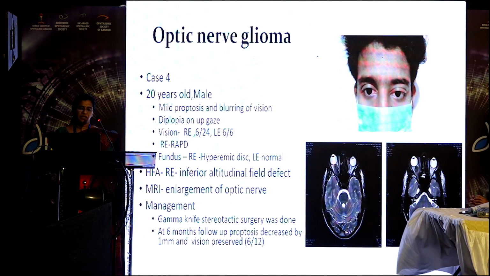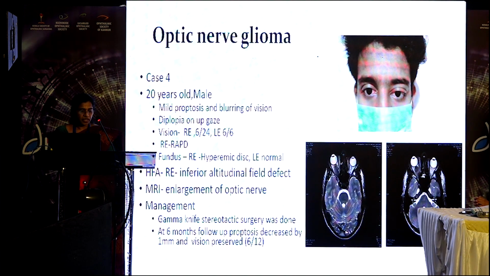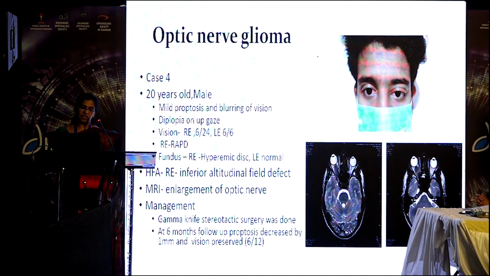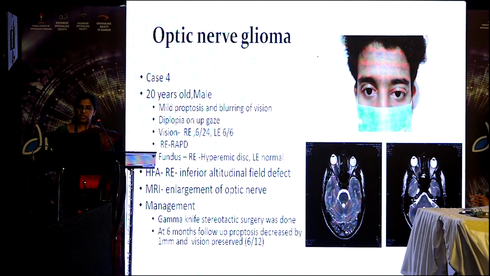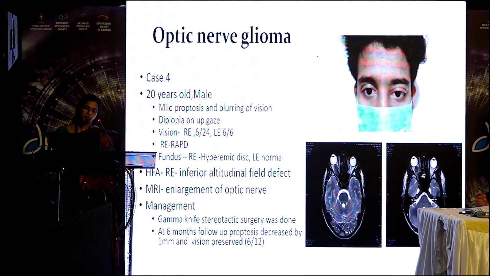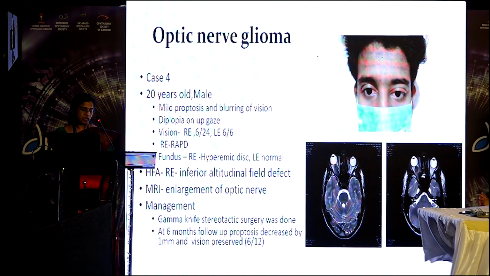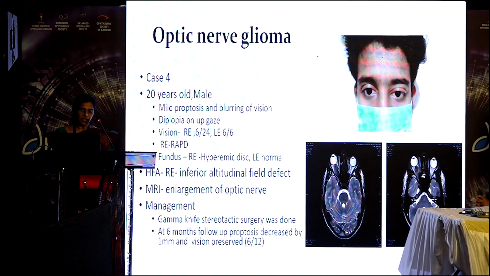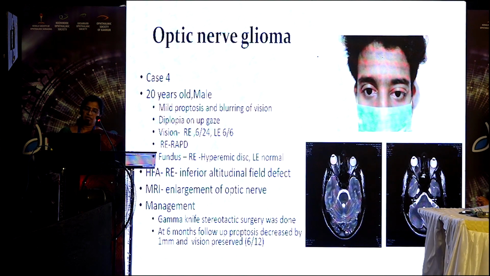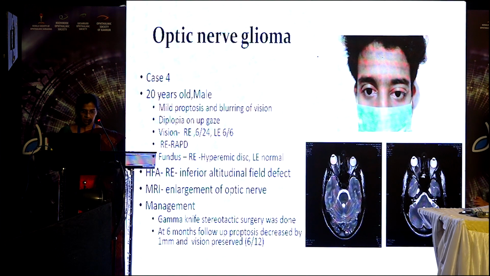This patient presented with mild blurring of vision. When we examined, there was mild proptosis, and visual acuity was 6/24, and there was hyperemia of the optic disc, and imaging showed an enhancing lesion. For this patient, conformal radiosurgery was done, and he is under follow-up. Initially the lesion remained stable. Now it is reducing in size, and vision has also improved to 6/12, 6/9.